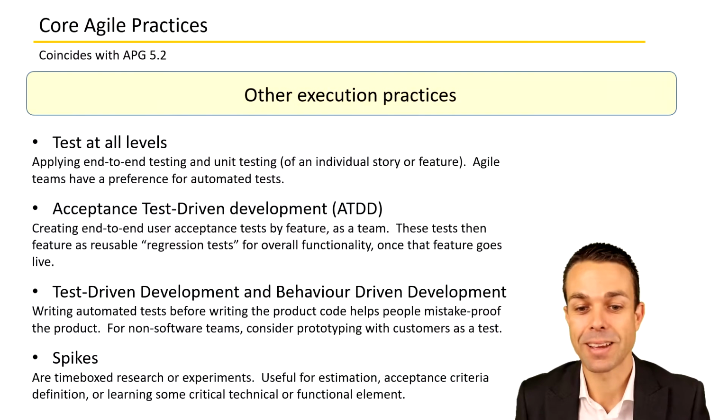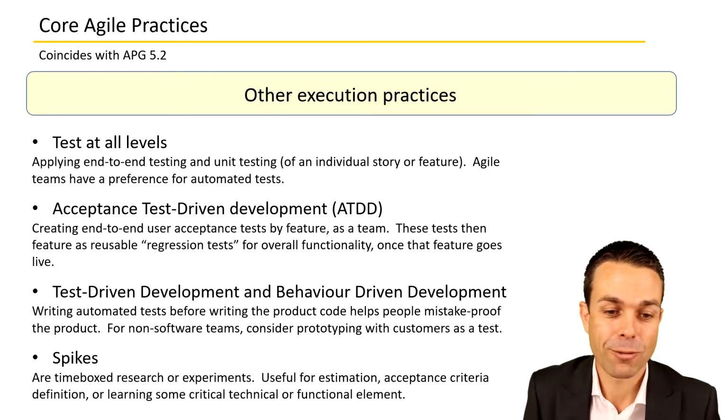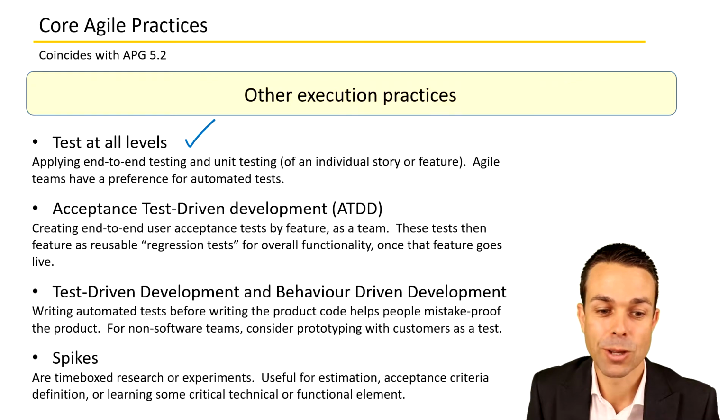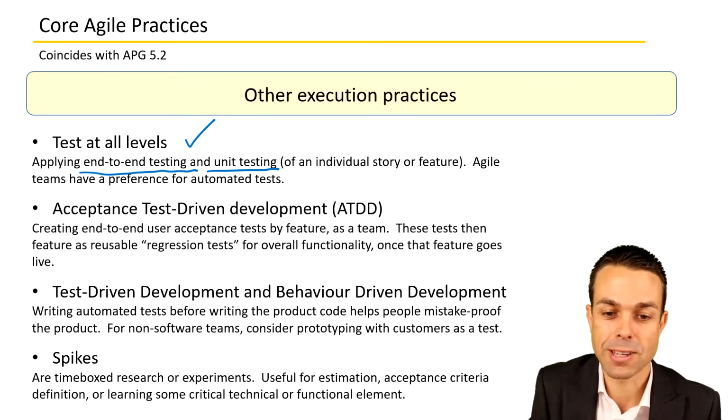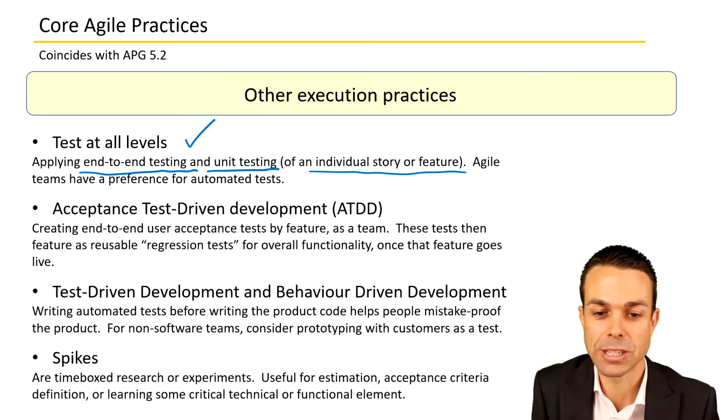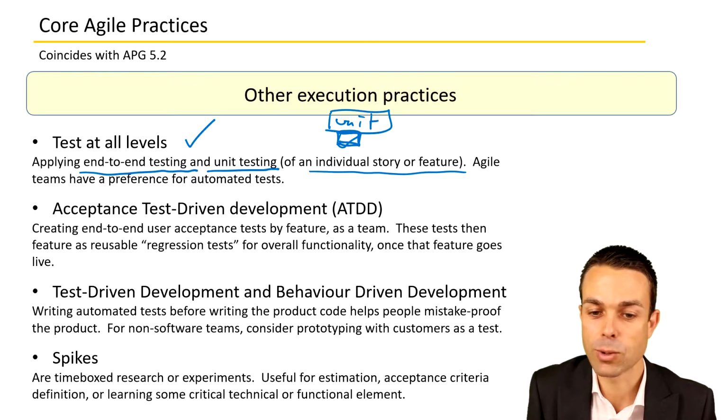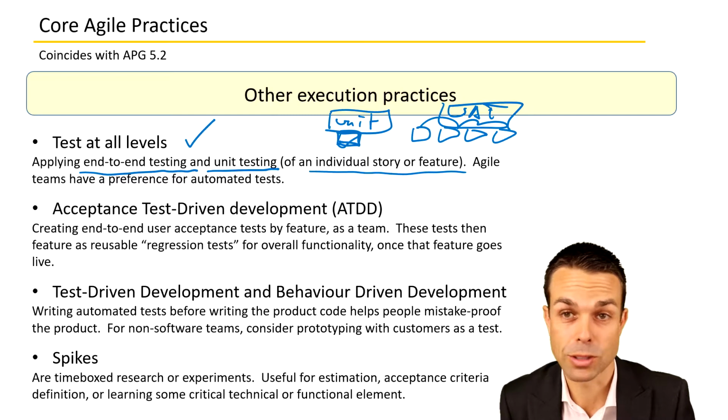Now there are other execution practices as well. First of all, we've got testing at all levels, which is where we apply end-to-end testing and unit testing. Unit testing is testing an individual story or feature. So that's a small piece. You develop the code and then you just unit test that particular feature. But end-to-end is where we have many different features, and we want to make sure that the overall result is tested, usually by one of the users as well.